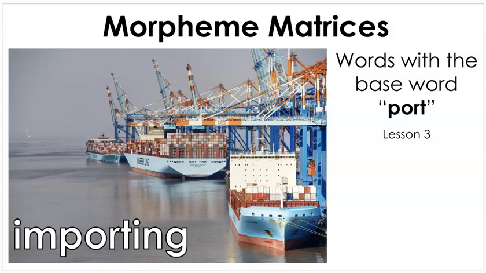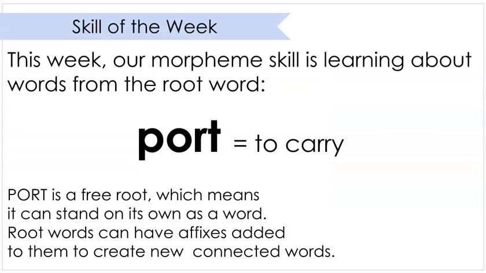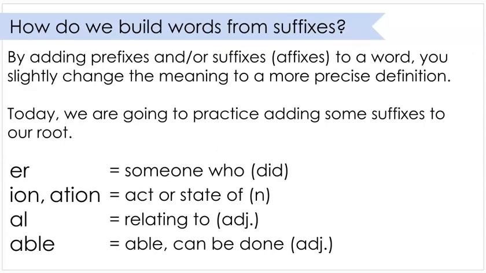Hello, readers, and thank you for coming back for lesson number 3 in Morpheme Matrices, words with the base word port. As we've been stating this week, our morpheme skill is learning about words from the root word port, which means to carry. As we've said before, port is a free root, which means it can stand on its own as a word. Root words can have affixes added to them to create new connected words. By adding prefixes and/or suffixes, and that's what the word affixes are, to a word, you slightly change the meaning to a more precise definition.